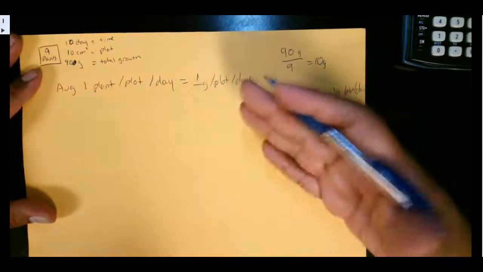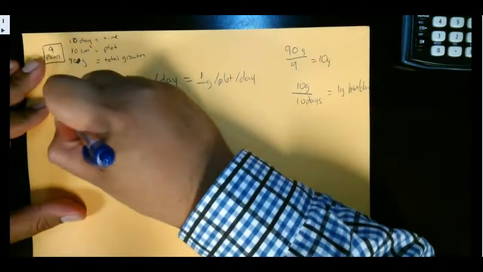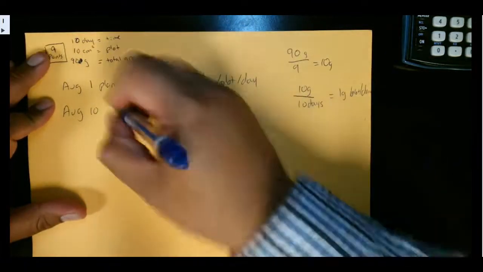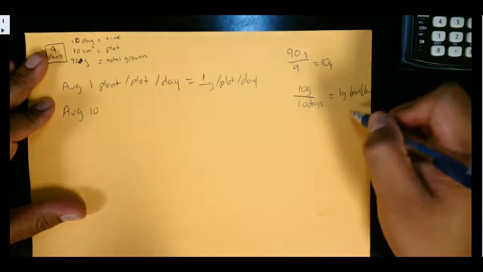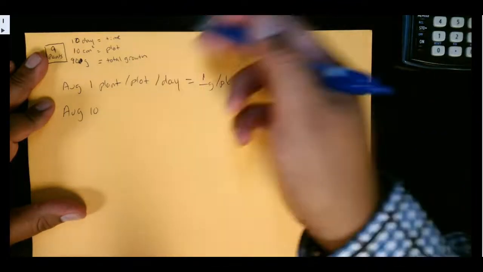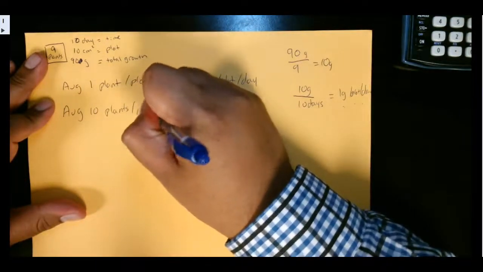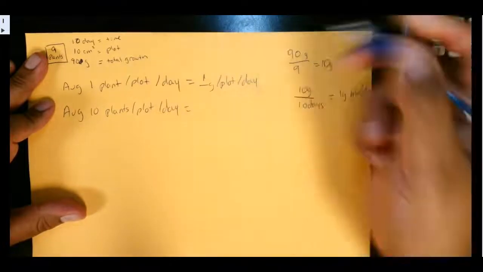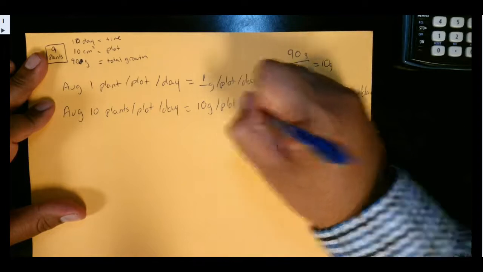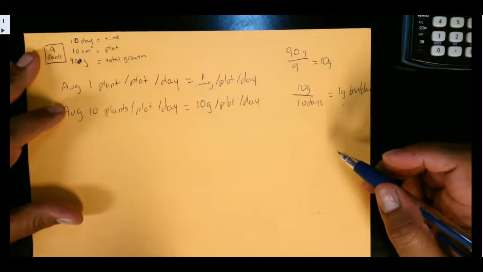Now, for these problems, at least for the lab part, I want to know, what happens if 10 of them grew? In this case, we didn't have 10 grow, but we did have 9. So if I know that one plant grows 1 gram per plot per day, then how much would 10 grow? How much would it be for 10 plants per plot per day? Well, that's pretty easy, because that would be 10 grams per plot per day if I had 10 plants in the plot.